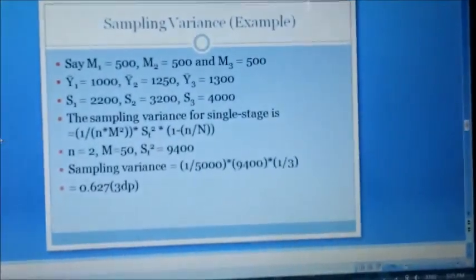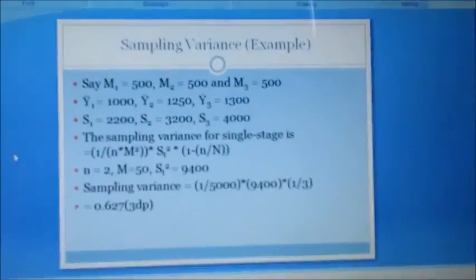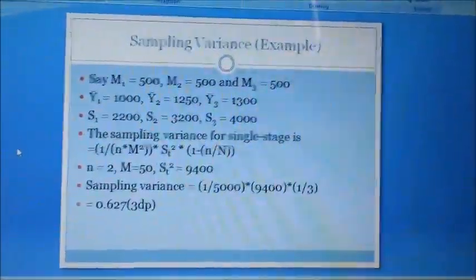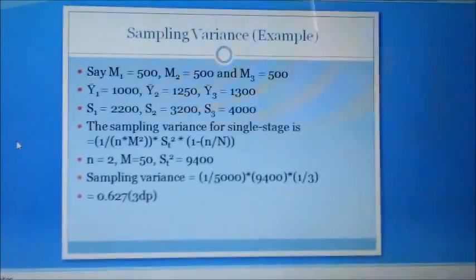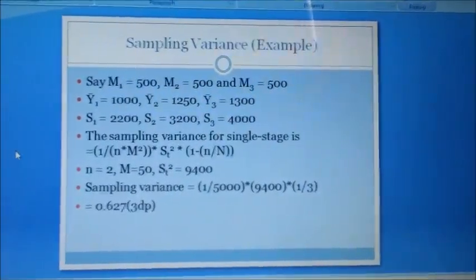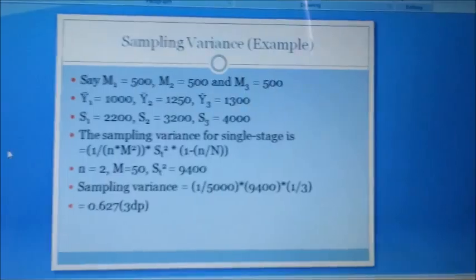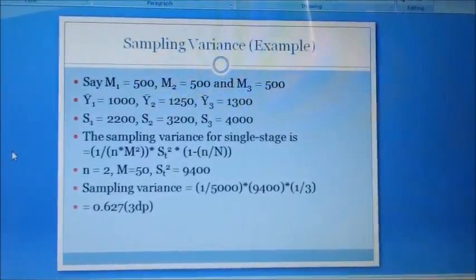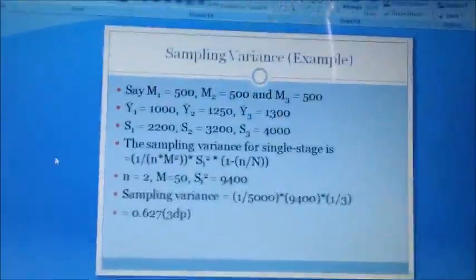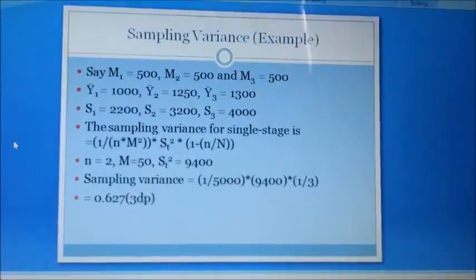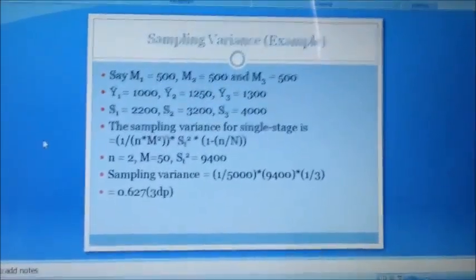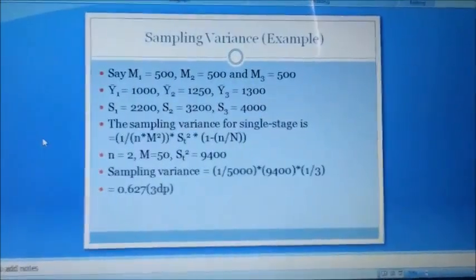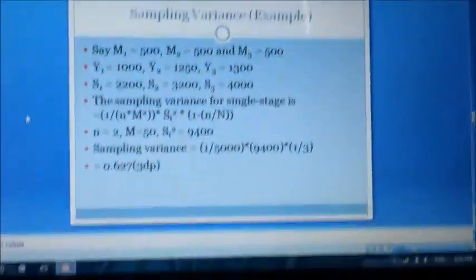So here's an example of how to calculate sampling variance. Say that M1 equals M2 equals M3 in this case, which means that they're all equal to 500. y1 bar, which is the population mean for cluster 1, is 1000. y2 bar is 1250, and y3 bar is 1300. So we have S1 equals 2200, S2 equals 3200, and S3 equals 4000.